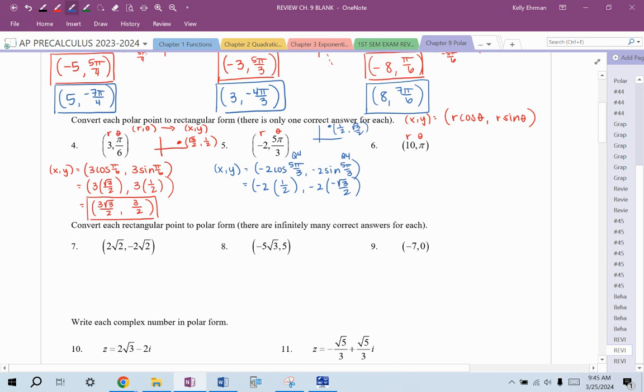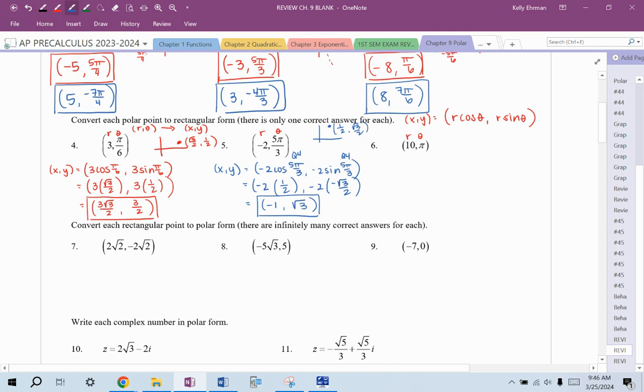All right, so negative 2 times 1/2 is negative 1. Negative 2 times negative radical 3 over 2 is positive radical 3. So here's our xy. If you have time, you can conceptually check your work. What we're saying is, for number 4, if you face pi over 6 and go forward 3, you should land in the same place as if you start at 0, 0 and go right 3 radical 3 over 2 and up 3 over 2.